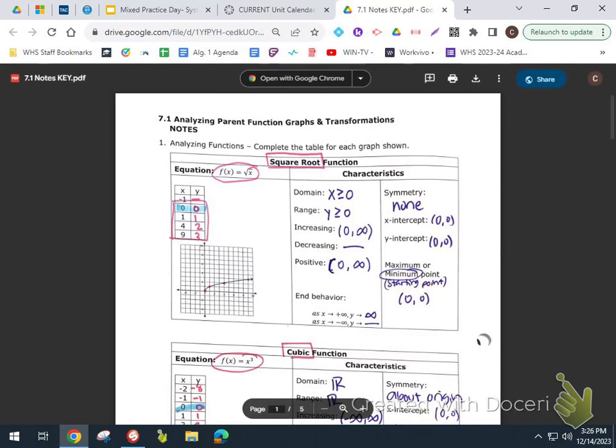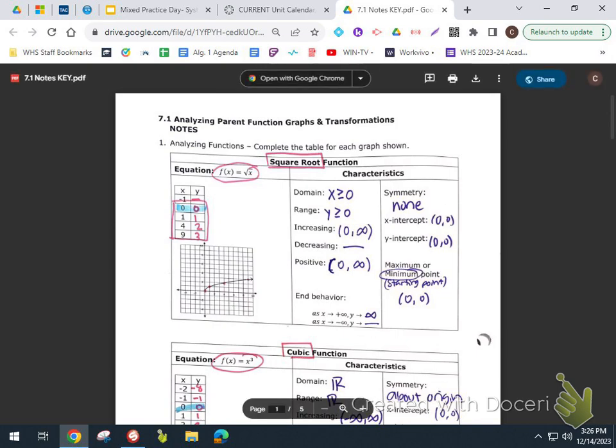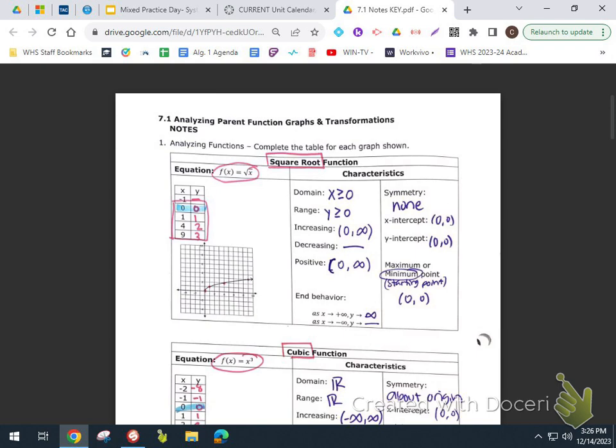We had the square root graph. We are going to come back to square root graphs next class because we're going to talk about inverses with those, but not till next class. You do have to transform a square root on your homework.